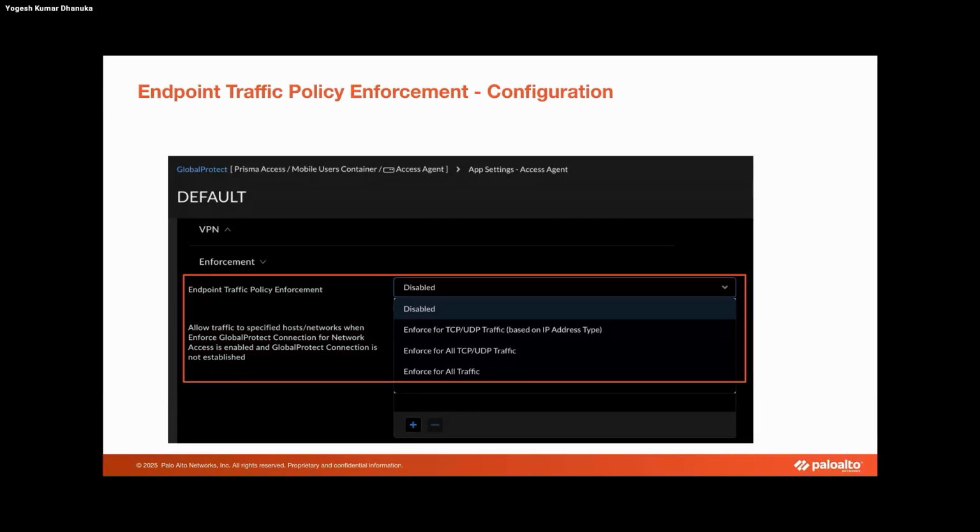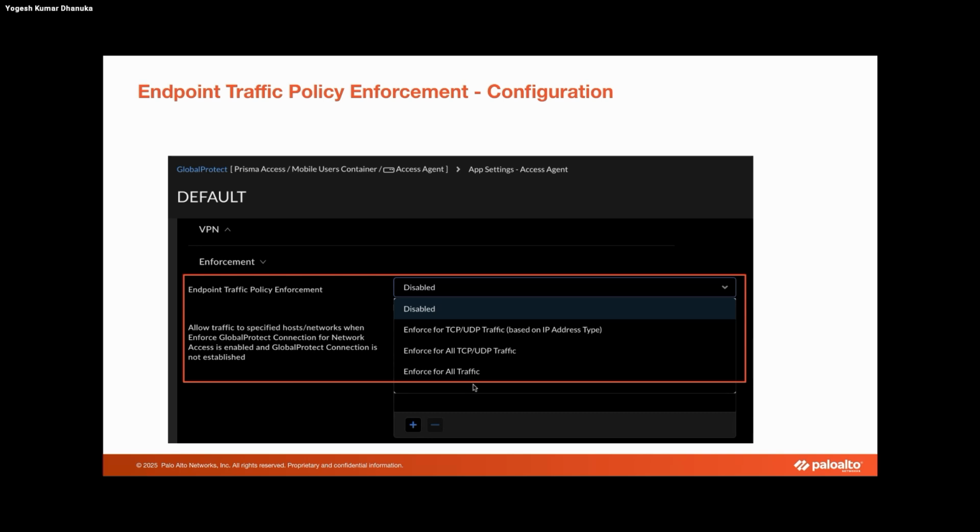Similarly, if the GP tunnel is configured with IPv6, then it applies on IPv6 interface and not on IPv4 interface. That can be a requirement in certain environments where IPv4 is fully protected by GP and IPv6 is used for only specific applications, and that needs to be allowed. And then you have the regular all TCP UDP traffic. So if that is selected, then it doesn't matter if the tunnel is IPv4 or IPv6. All the traffic is subject to endpoint traffic policy enforcement.